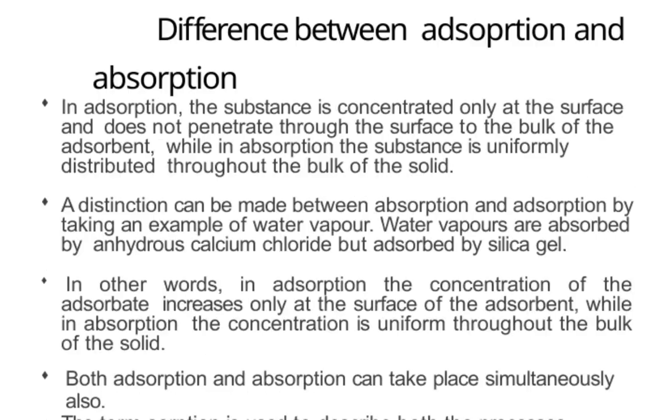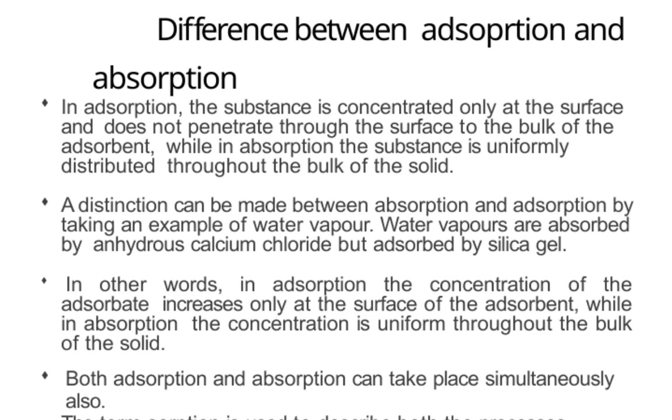Now let's look at the key differences between adsorption and absorption. In adsorption, the substance, or the adsorbate, concentrates only on the surface of the adsorbent. It doesn't penetrate through the surface into the bulk of the material. Think of it like a sponge that only holds water on its surface, not throughout its entire volume. On the other hand, in absorption, the substance is uniformly distributed throughout the entire bulk of the solid. So, instead of just sticking to the surface, it penetrates into the material itself, filling the entire volume.